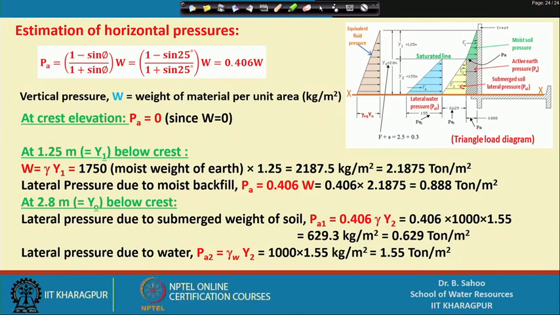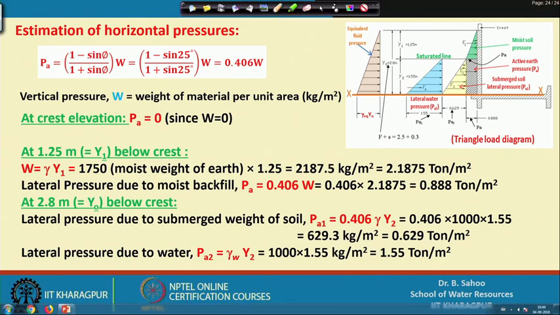So, P A is estimated as 1 minus sin phi divided by 1 plus sin phi into W. W is your vertical pressure, that is nothing but your weight. So, here phi is 25 degree. So, I can get P A equal to 0.406 W. The W is the weight of metal per unit area in kg per meter square. At crest elevation, there is no pressure at crest elevation. So, P A will be equal to 0 at 1.25 meter below crest.